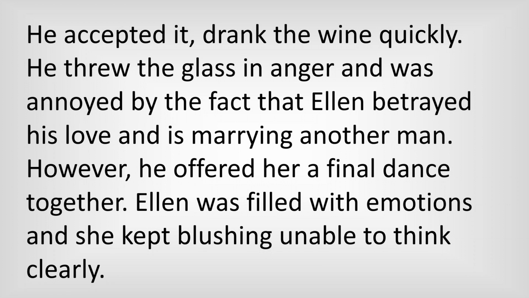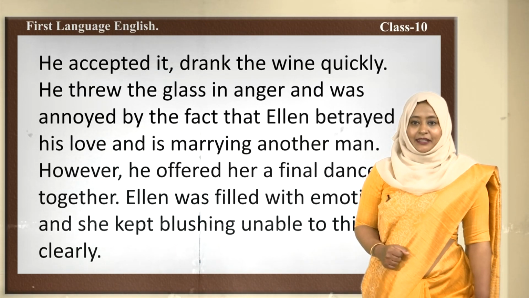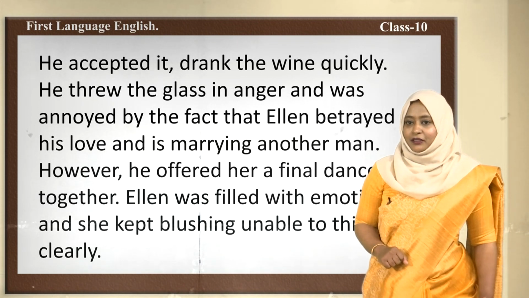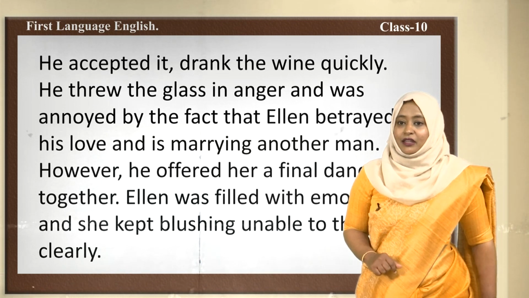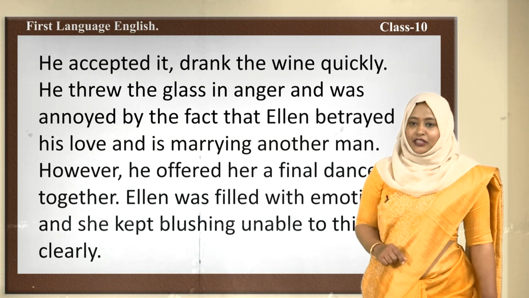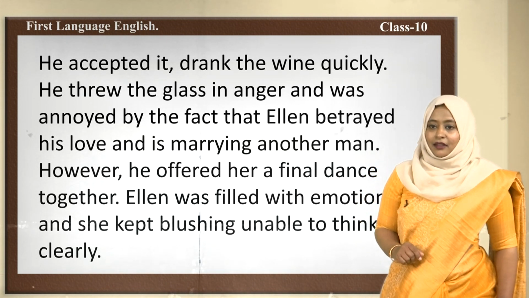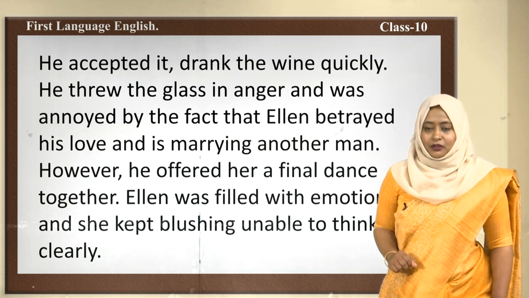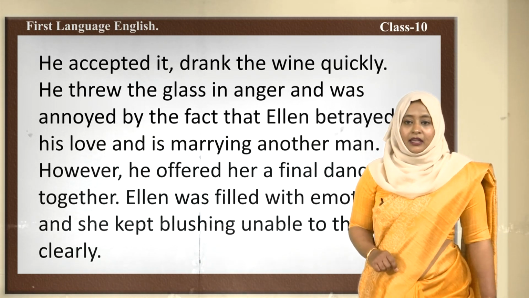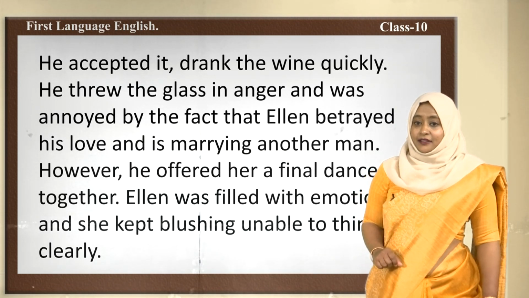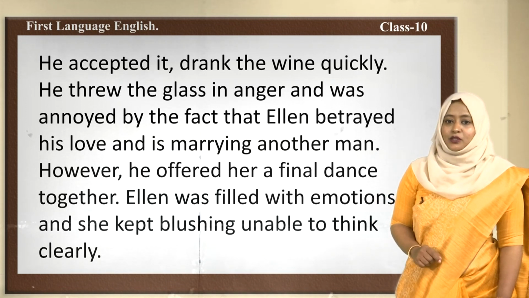Ellen was filled with emotions and she kept blushing, unable to think clearly. So here Ellen is thinking that Lochinvar cheated by not giving her the priority in life and getting married, and Lochinvar is thinking that Ellen cheated by getting married to another man. So here both are in a state of confusion. She offers him wine. He quickly drinks it and throws away the glass in anger. And then he says, can I do a final dance with you?